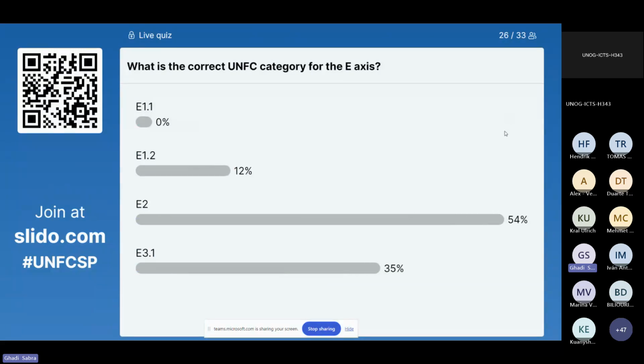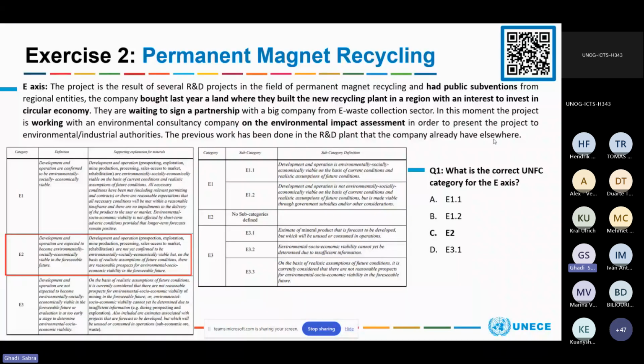54% have answered E2. The correct answer is E2. In fact, here it has public subventions. They bought the land where they're starting the new recycling plant. They're waiting to sign a partnership, and the environmental impact assessment is currently underway. So yes, it is potentially viable in terms of the E-axis, which is the environmental socioeconomic viability of this axis. Moving on to the F-axis.